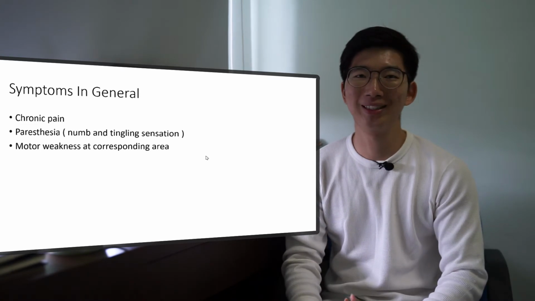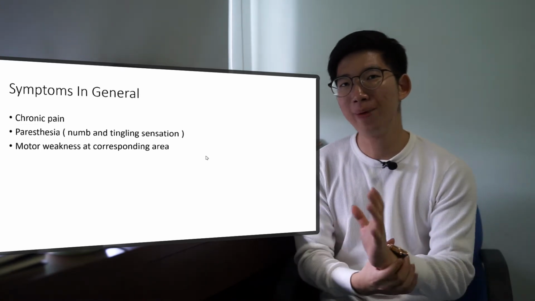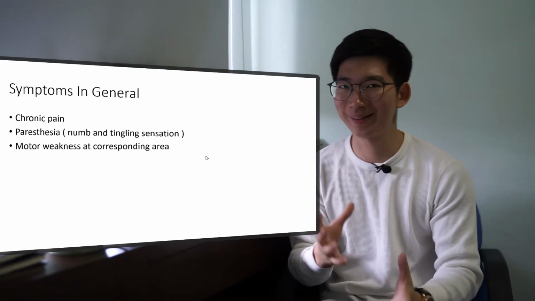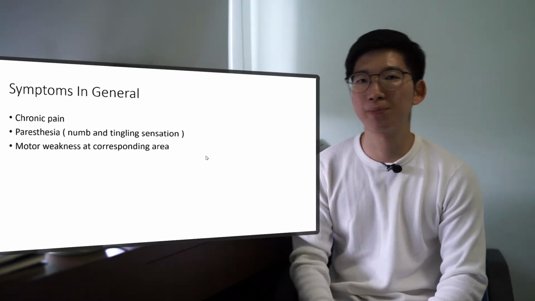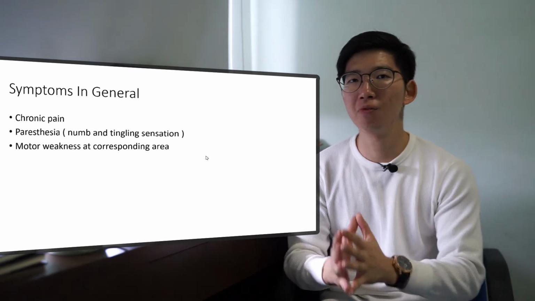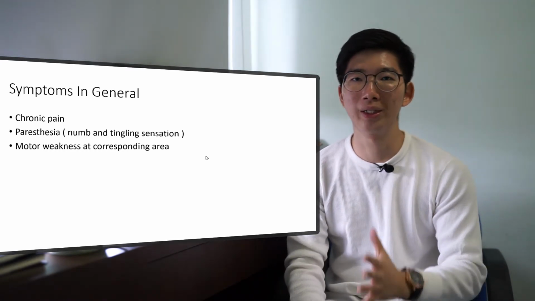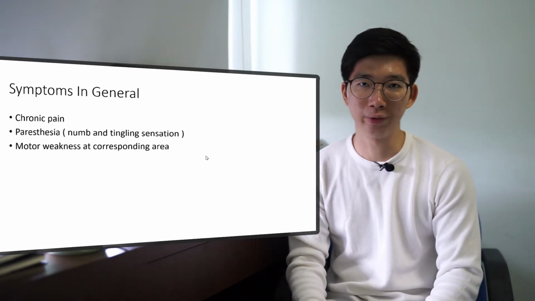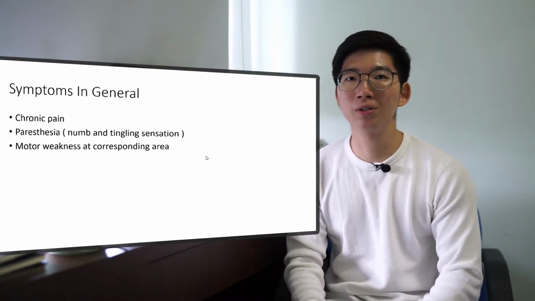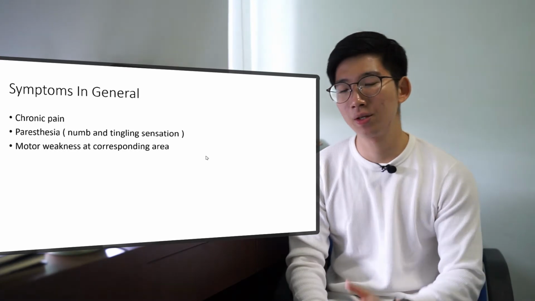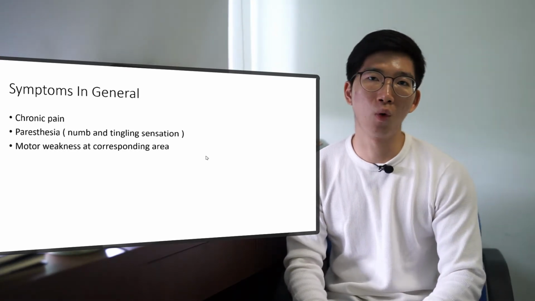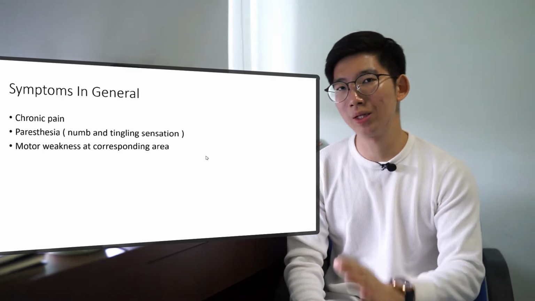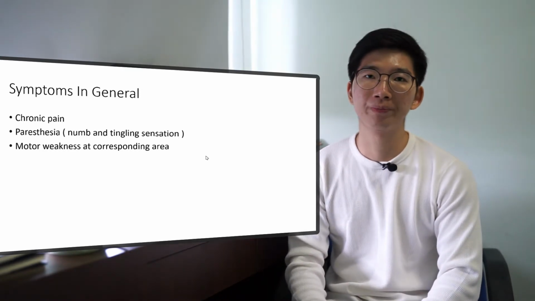Now we'll move on to the symptoms in general. You feel pain. You may feel paresthesia, which is also known as numb and tingling feelings. You will also experience motor weakness. And all these are not only confined to the area of the spine. You may also feel them in the corresponding areas throughout your body. For instance, in your L5S1 slip disc, you may experience pain in your lower limbs, your buttocks, your thigh, motor weakness in your ankles, numbness in the sole of your foot.